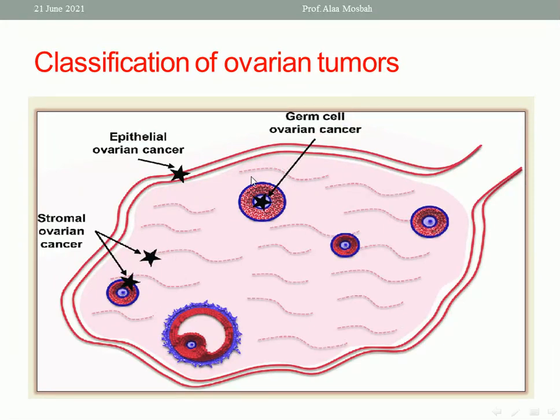Look at this picture, please. The main three types of ovarian tumor include the epithelial, which is the commonest one, coming from the coelomic epithelium, epithelial ovarian carcinoma, and germ cell ovarian cancer, coming from germ cells, or sex-cord stromal tumor coming from the granulosa and Sertoli cells and the stroma cells, the fibroblasts here in the stroma. So the three main types: epithelial, germ cell, and sex-cord stromal tumor.